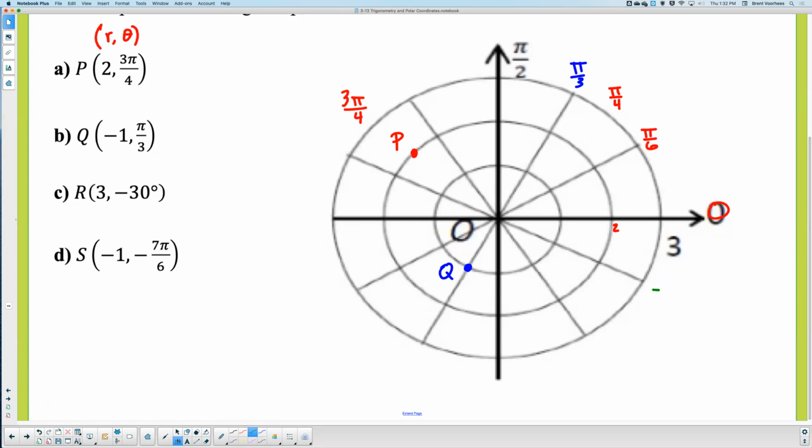This is the same thing as negative 30 right here. That's negative 30 degrees because this would be negative 90 degrees. It's in thirds. And this says 3. What does the 3 mean? The outer circle. We go towards it, the third circle. So it'd be this point right there. That would be the point for R.